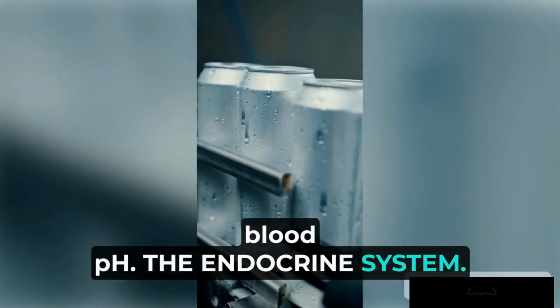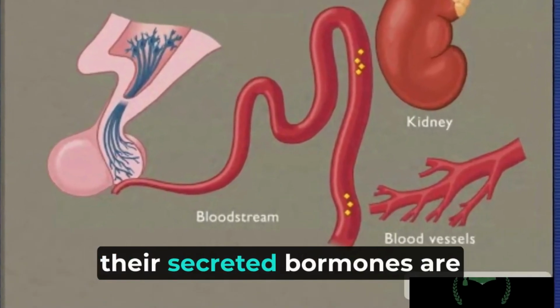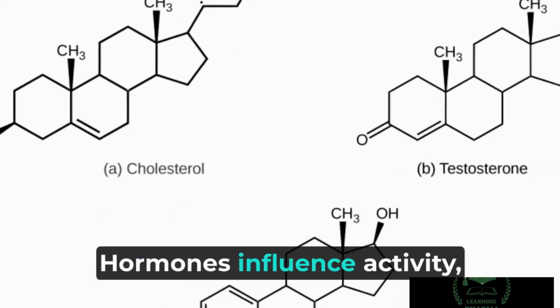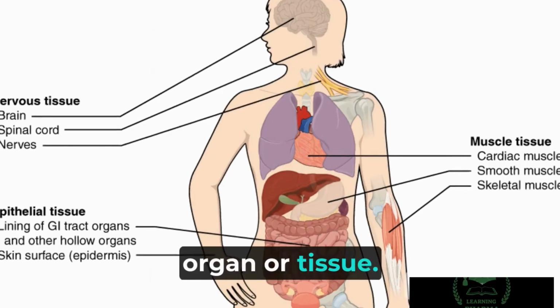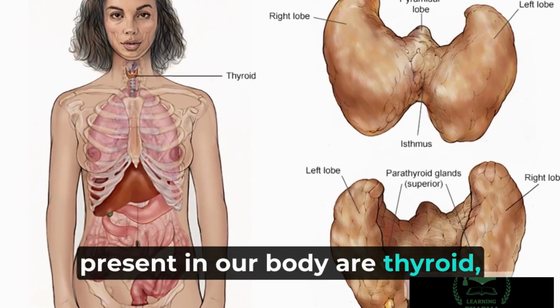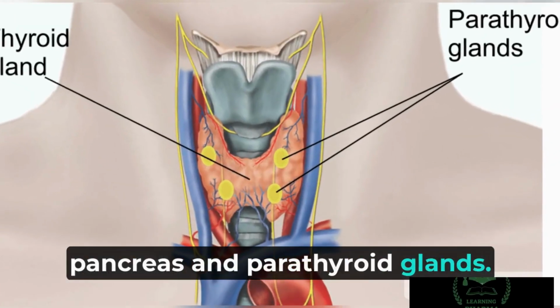The endocrine system. The endocrine system consists of glands widely separated from each other with no direct anatomical links. These are commonly referred to as the ductless glands because their secreted hormones are passed directly into the bloodstream. Hormones influence activity, growth, and nutrition in target organs or tissues. Some of the endocrine glands present in our body are thyroid, pituitary, adrenal, pancreas and parathyroid glands.